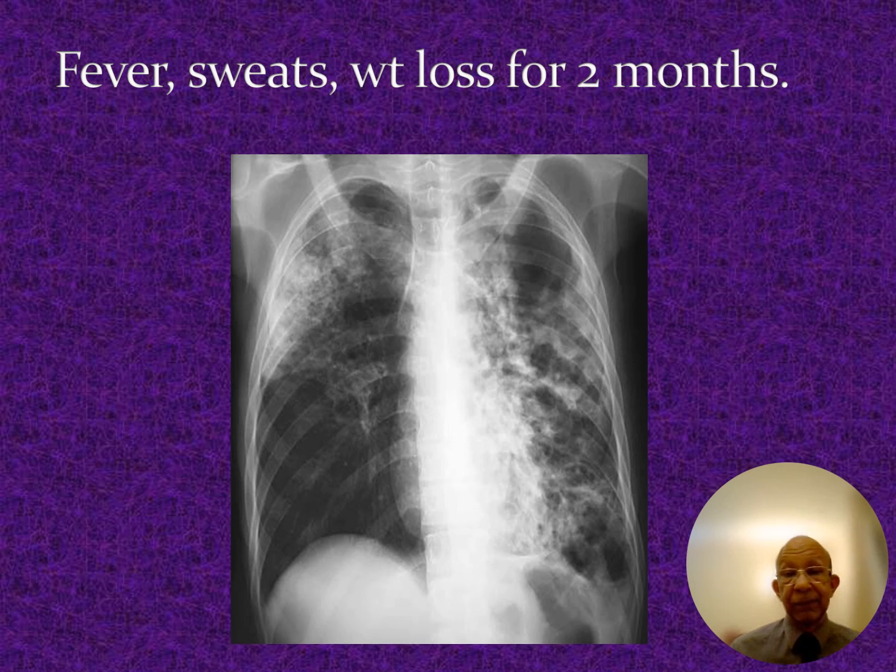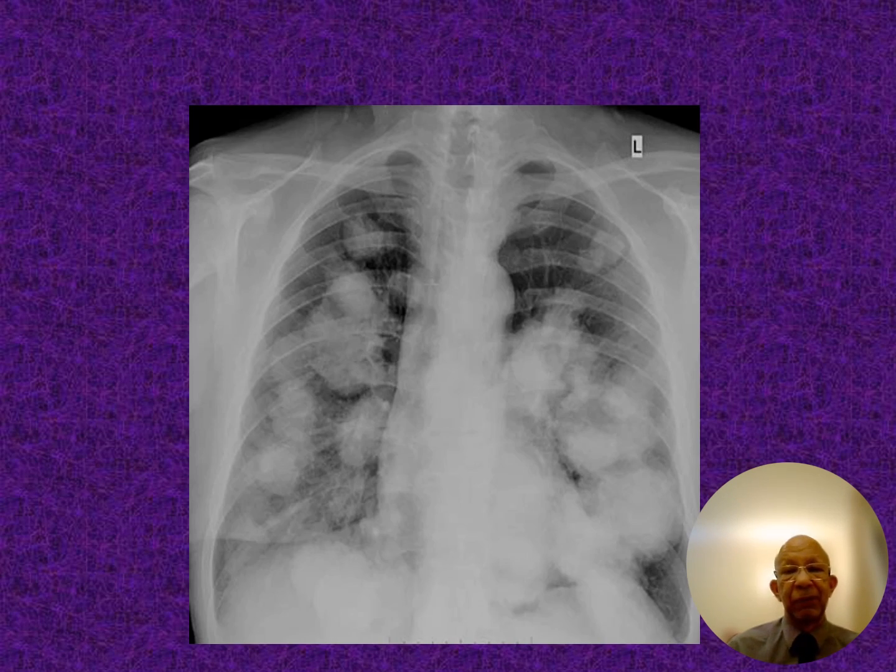Okay. Now, this is a typical pattern. Somebody with fever, sweats for 2 months. You can see that definitely it's an upper lobe disease. It's patchy, some interstitial, as well as consolidation, and it looks like primarily upper lobe disease. The left heart border is gone, suggesting that there is also lingular involvement in this. So it's bilateral upper lobe disease, patchy consolidation, some interstitial change as well, right? Possible some cavitation as well. So this is typical of pulmonary TB.